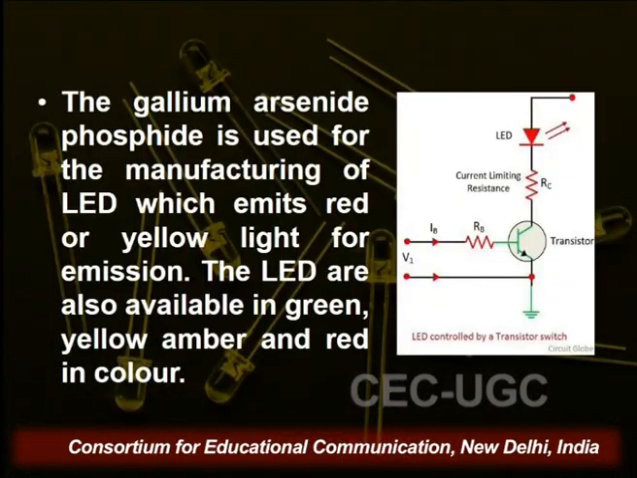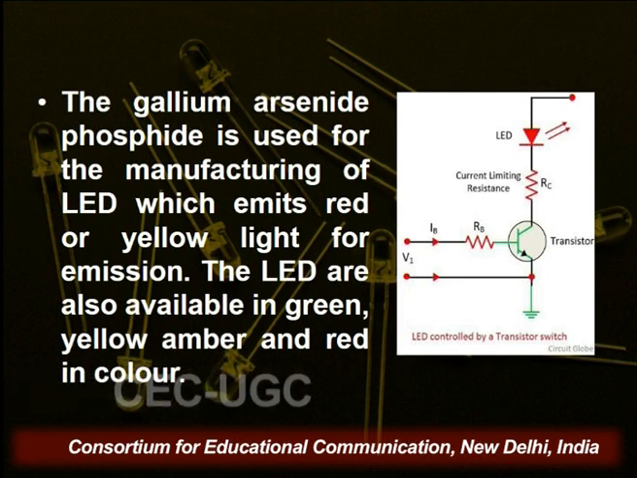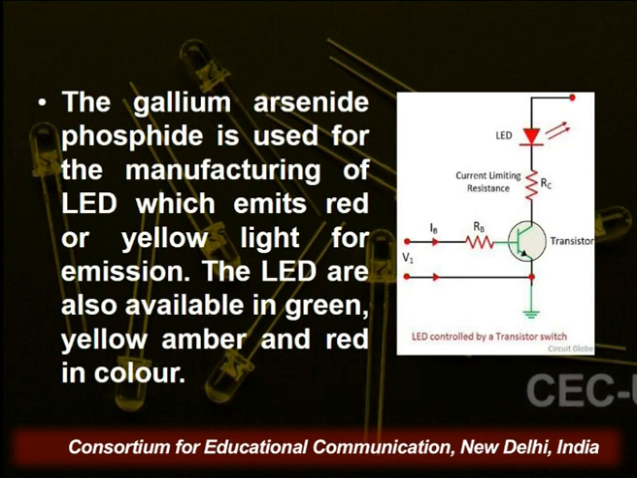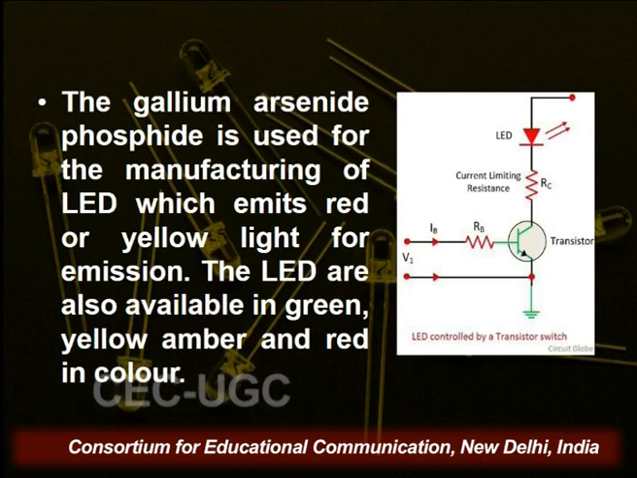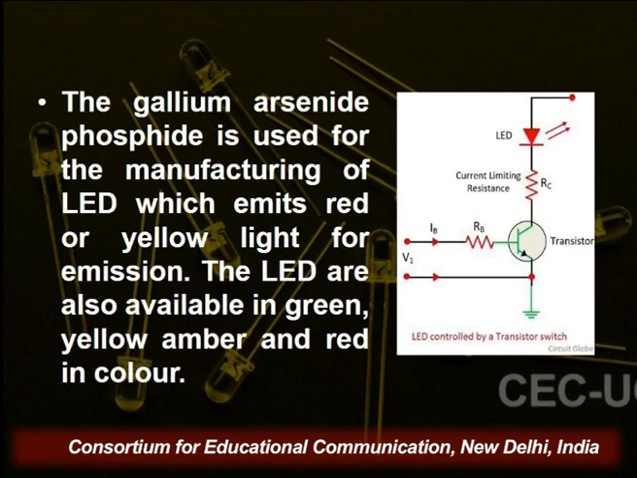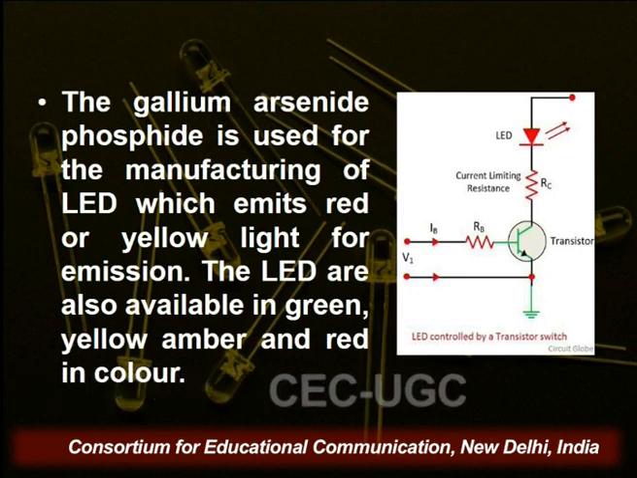So gallium arsenide phosphide is used in the manufacturing of the LED that will emit red or yellow light. LEDs are also available in green, yellow, amber and red colors. This is the circuit diagram. As we see, again the symbol of the LED with two arrows is defined here, then it is connected with a transistor and a resistance. So this is one type of LED.